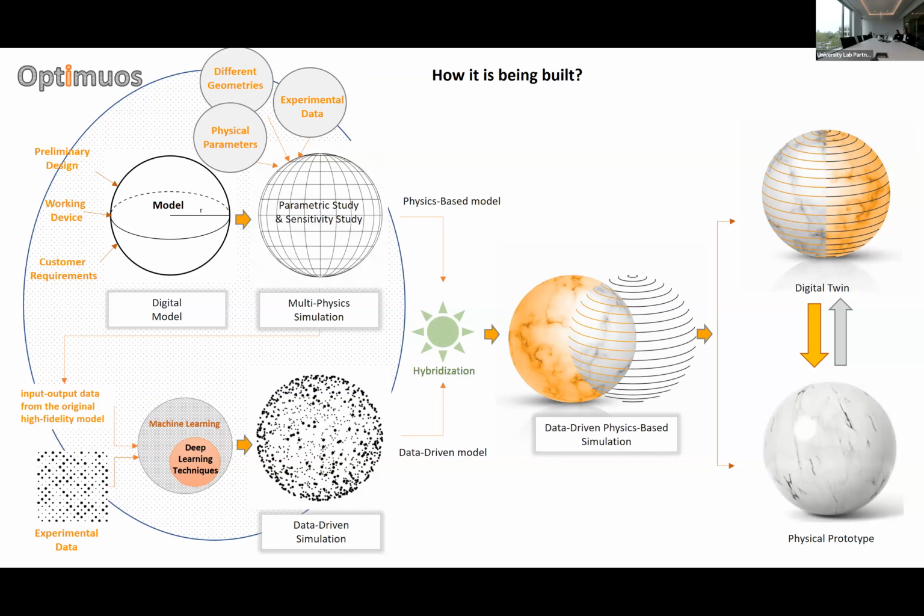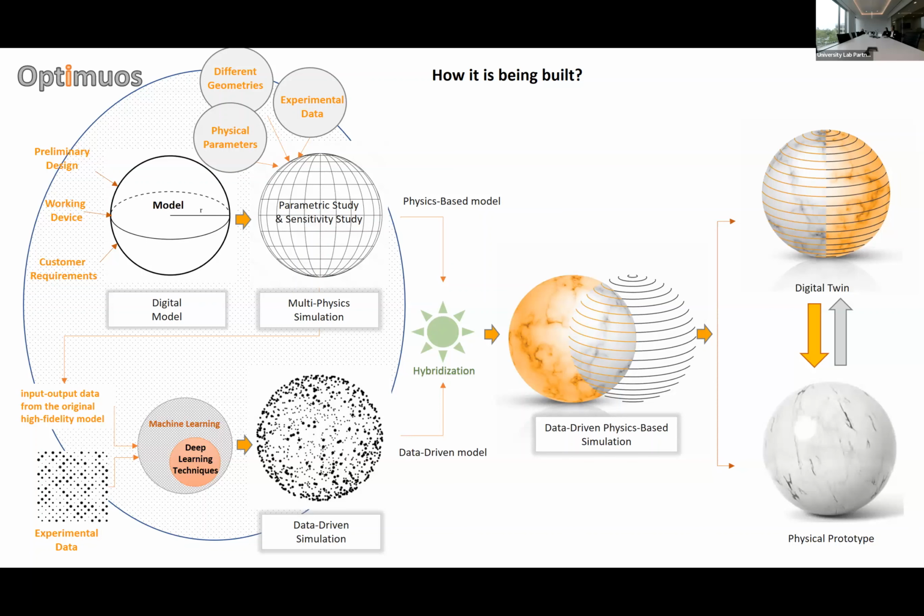Sure. So as Leyla noted, we start with a preliminary design. If there's a working device, we can get inspired by that too. Customer requirements, target performance targets. Basically, we start with a digital model or physics-based simulation. We can try different geometries, physical parameters, even some experimental data to build this parametric study, and also a sensitivity study, and make a multi-physics simulation, which is basically what is currently being done in many cases for some components of interest.